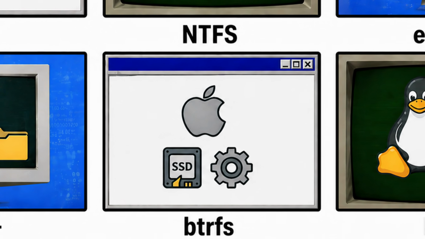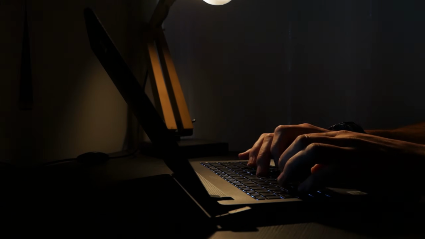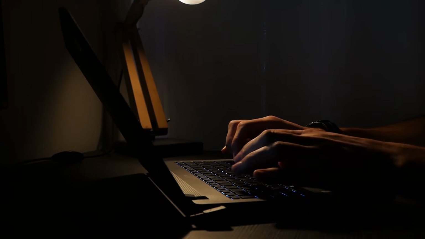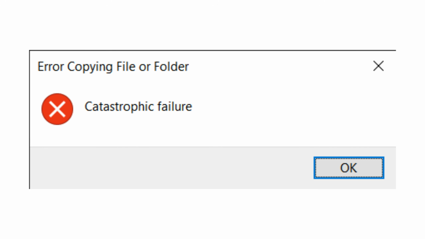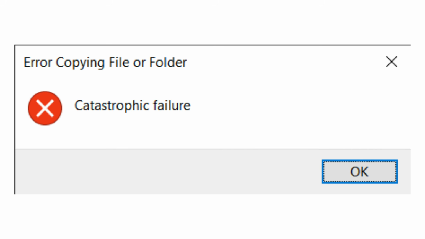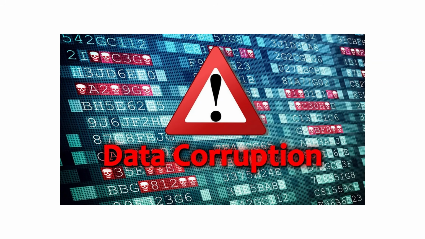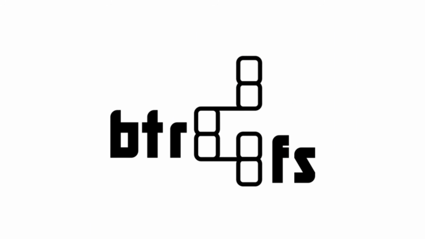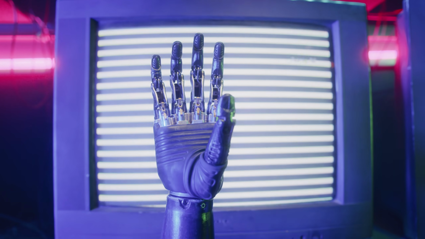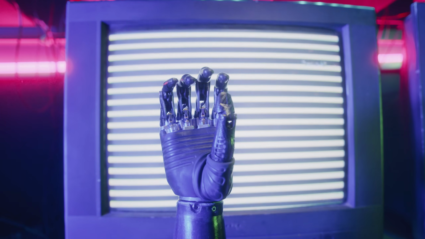Number 4. Btrfs file system. You're running a Linux server at 3 a.m., a storage device fails mid-write, and your database is in the middle of a transaction. On most file systems, that's data corruption, but on Btrfs, the server finishes its reboot and picks up almost exactly where it left off.